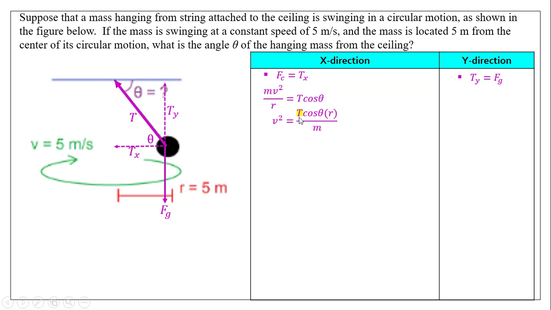But what I don't know is t either. Yeah, I know v is 5. So the only thing here that's keeping me from finishing this problem is the t. Okay, but I don't know what t is. What I can do though is set up the information in the y direction.